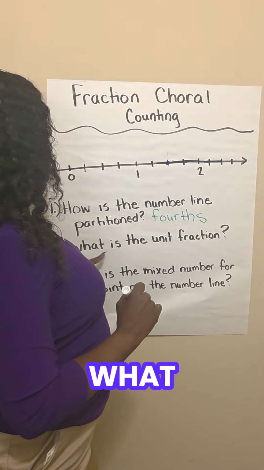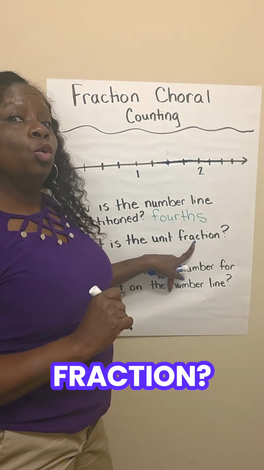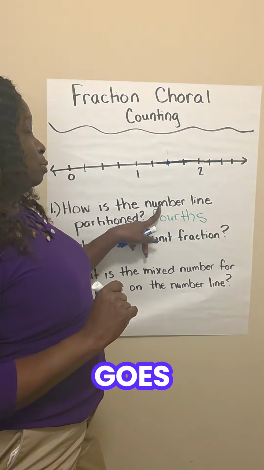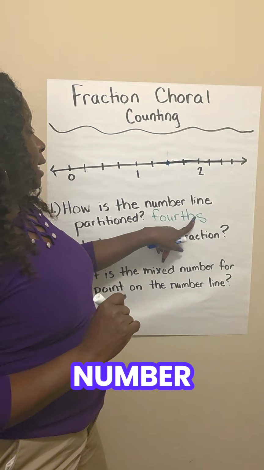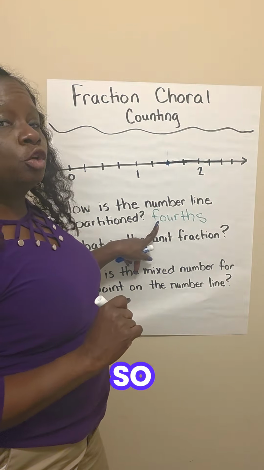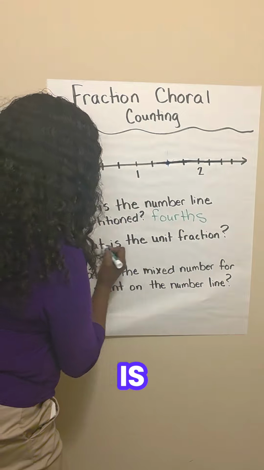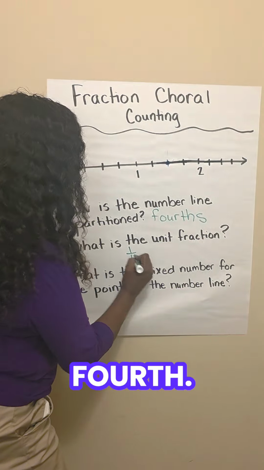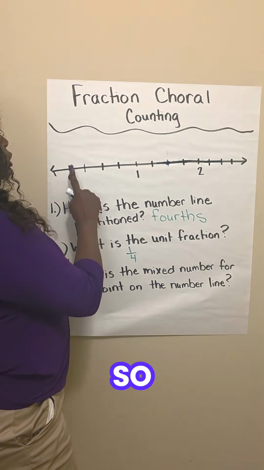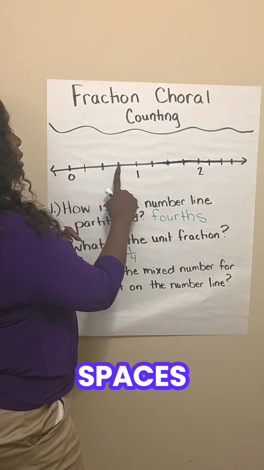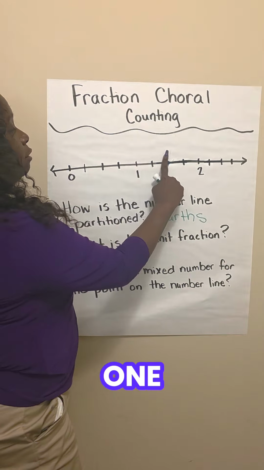Next question says, what is the unit fraction? It goes back to this one. I know my number line is partitioned into fourths, so my unit fraction is 1/4. In between each one of these spaces is 1/4.